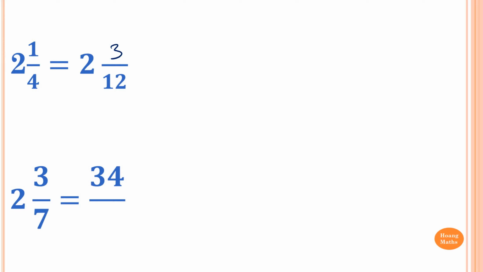2 and 3/7 is equal to 34 over something. So to do this, first of all, we convert this into an improper fraction first. 2 and 3 over 7. So what we do, we convert to improper fractions, which is 7 times 2, which gives me 14. You add 3, it's 17. So this one here is equal to 17 over 7. Now from here to here, I times this by 2. So therefore, I times 2 down the bottom as well, which gives me 14.